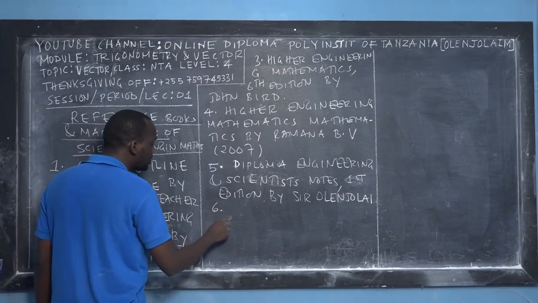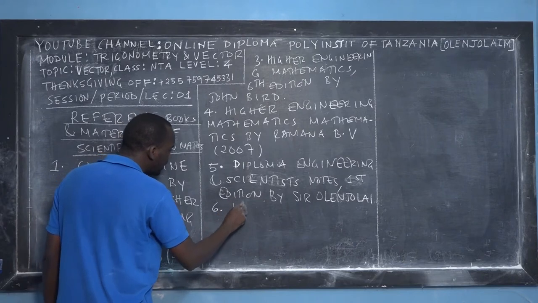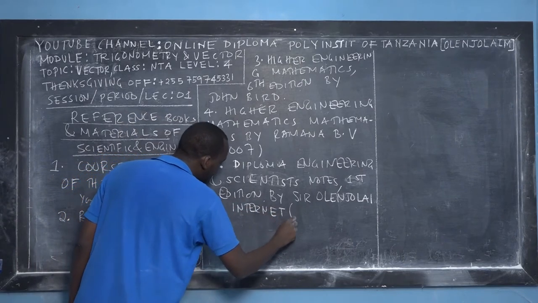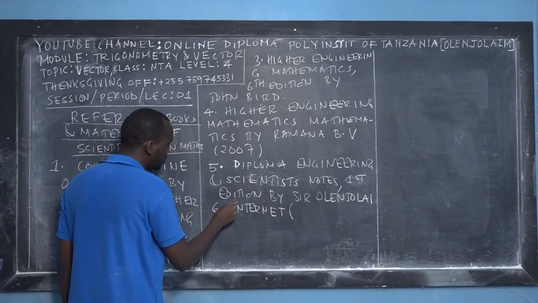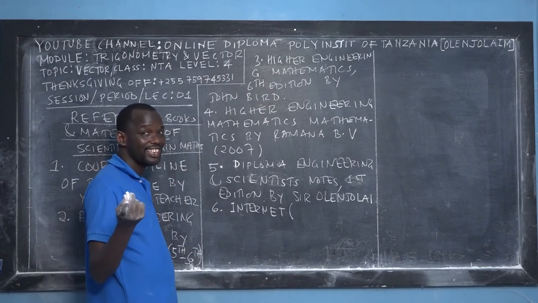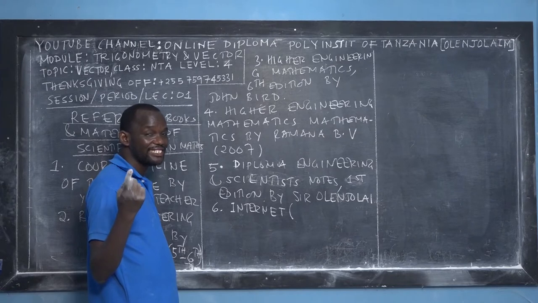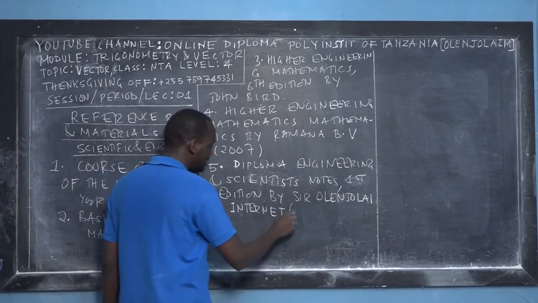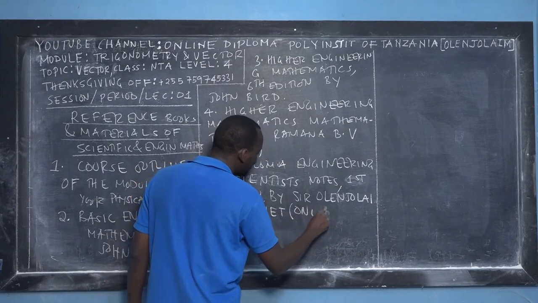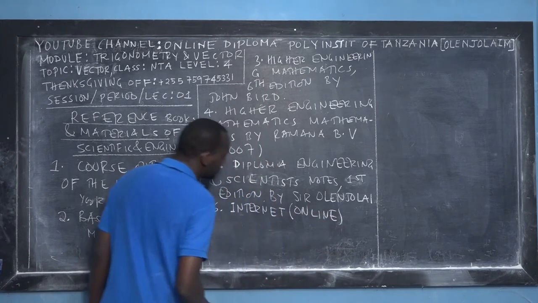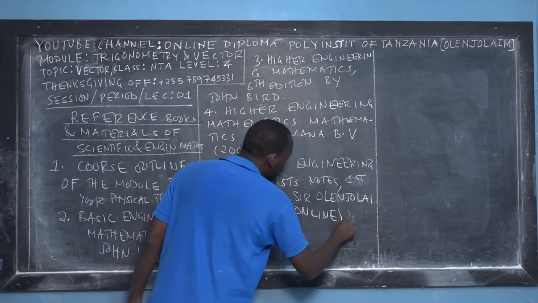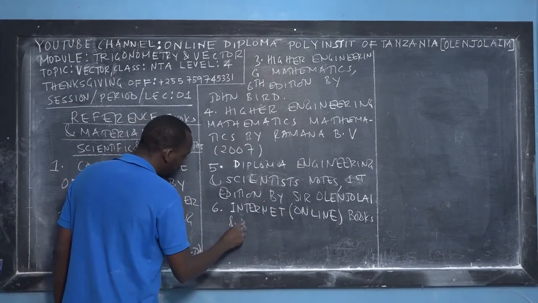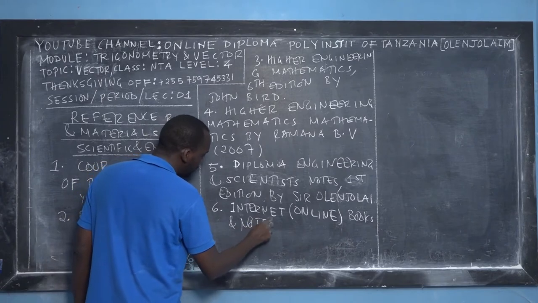The sixth reference, again, is that you can use the internet. Know that this module is for first year diploma students. So welcome to the first year engineering and scientific diploma program. Internet or online books: the internet is full of books and notes, so you can use them.